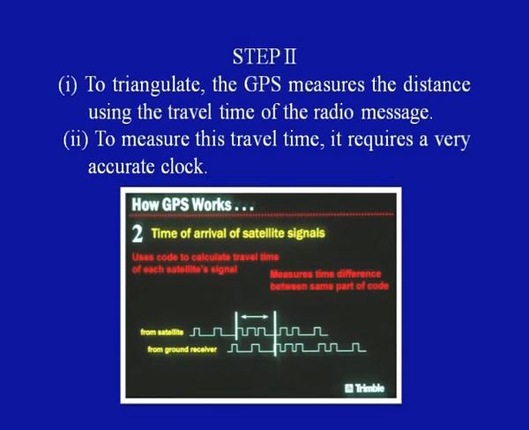The second step is to triangulate. The GPS measures the distance from the travel time of the radio message which has been received from the satellite, and to measure this travel time, it requires a very accurate clock. In order to do so, it looks at the codes which have been received from the satellite and the time difference between the same part of the code. The same has been illustrated at the bottom part of the slide, wherein one can see the signal pattern as it has been received from the satellite and the signal pattern as it has been received at the ground level. Based on this, the distance from the 4 satellites will be determined to triangulate the GPS position.